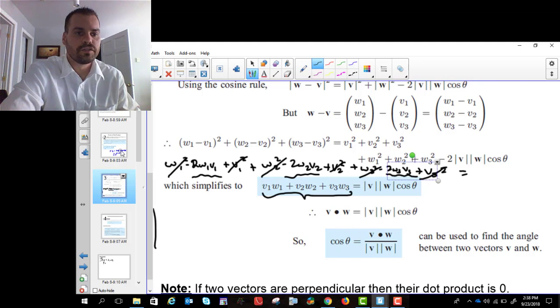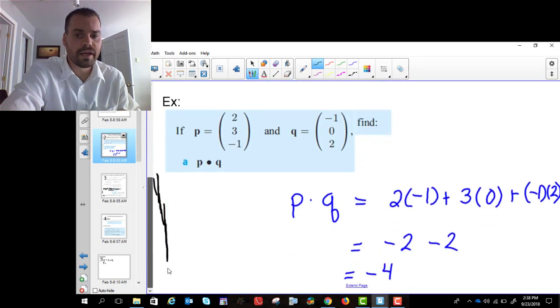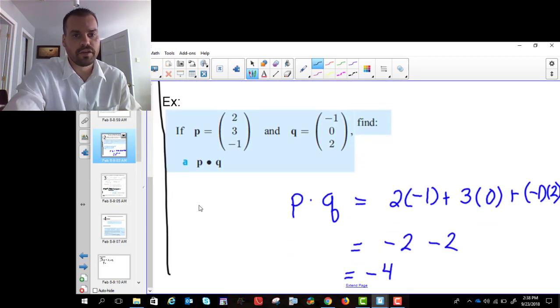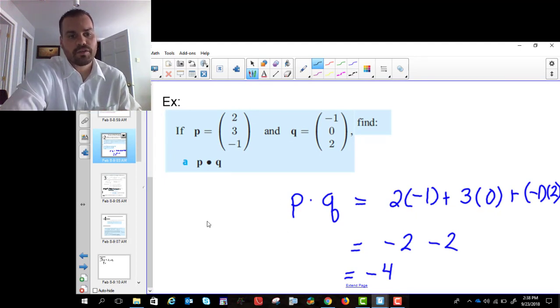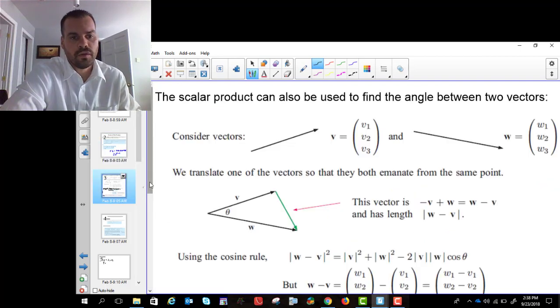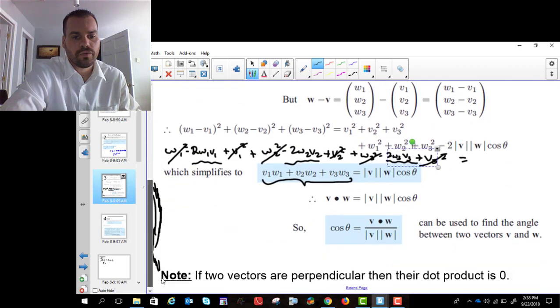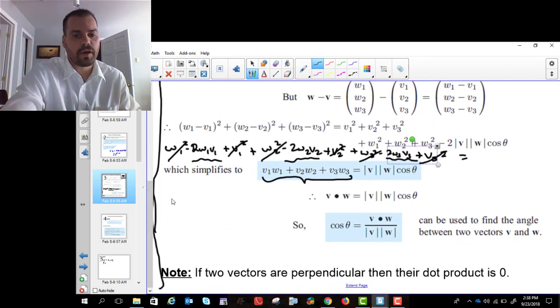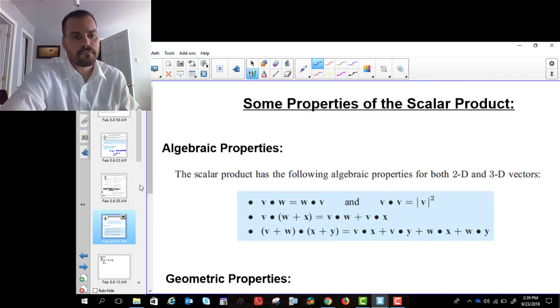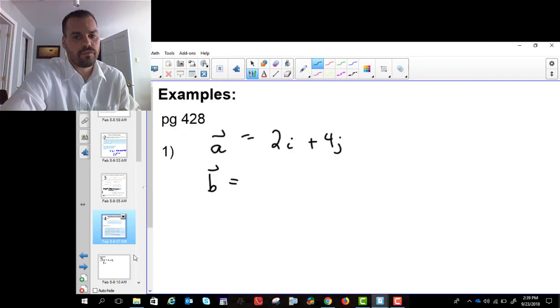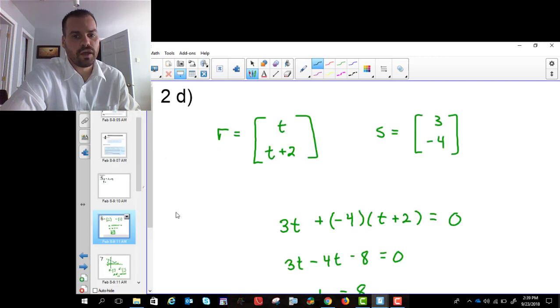So if we go back to our first example, this minus 4, what that tells me is that I'm going to have a cosine theta that's negative, and that means I'm in the second quadrant. So I know that the angle between them is obtuse. If it's positive, it's an acute angle. So that's the premise behind the dot product and the vector product. Okay? So you don't really need to know too much about it, other than you can use those two formulas to find the angle.